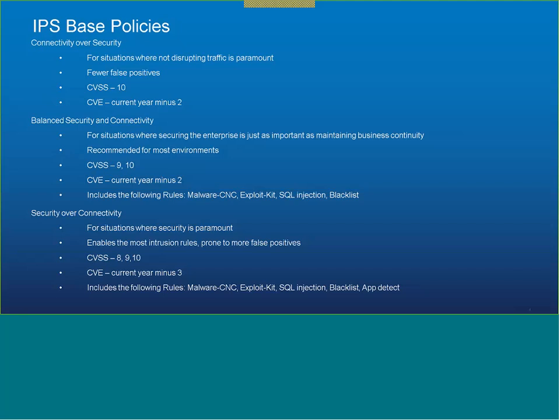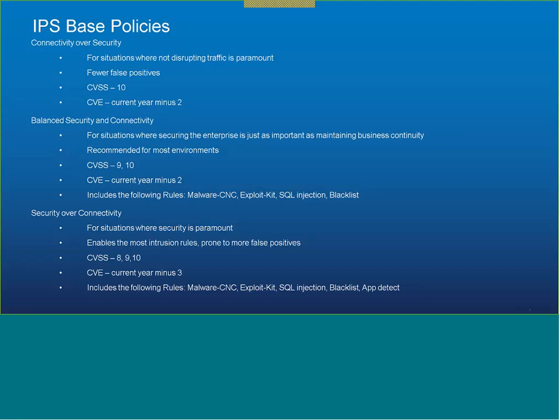But it also looks at some of the rules in the following categories: malware, command and control, exploit kit, SQL injection, and blacklist, and turns some of those rules on. So it is not only going back and looking at CVSSs of a score of 9 and 10, but it's turning on additional rules for enhanced and better security.